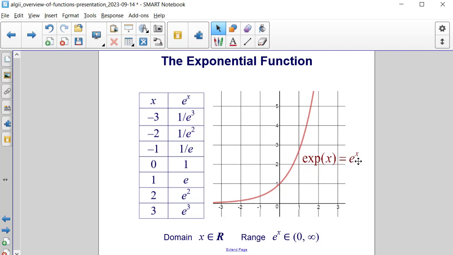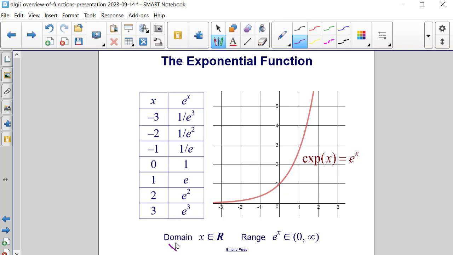It can be written as e raised to the x power, or as exp of x in some calculators. Notice that our function's y-intercept is the point 0, 1, since any number raised to the 0 power is equal to 1. This function has no limitations within its domain. Therefore, its domain is all real numbers. When written in interval notation, it would become x is contained in the set of real numbers from negative infinity to positive infinity. The range, however, does have limitations.